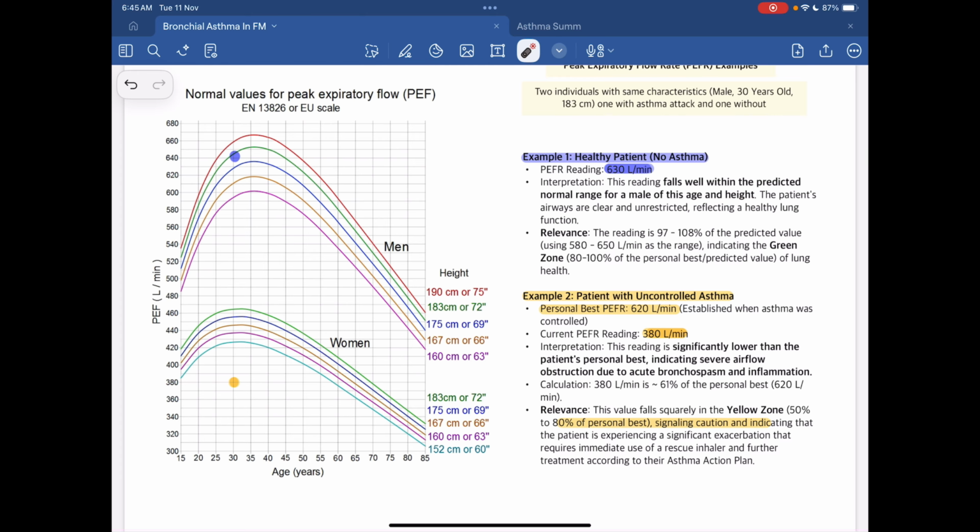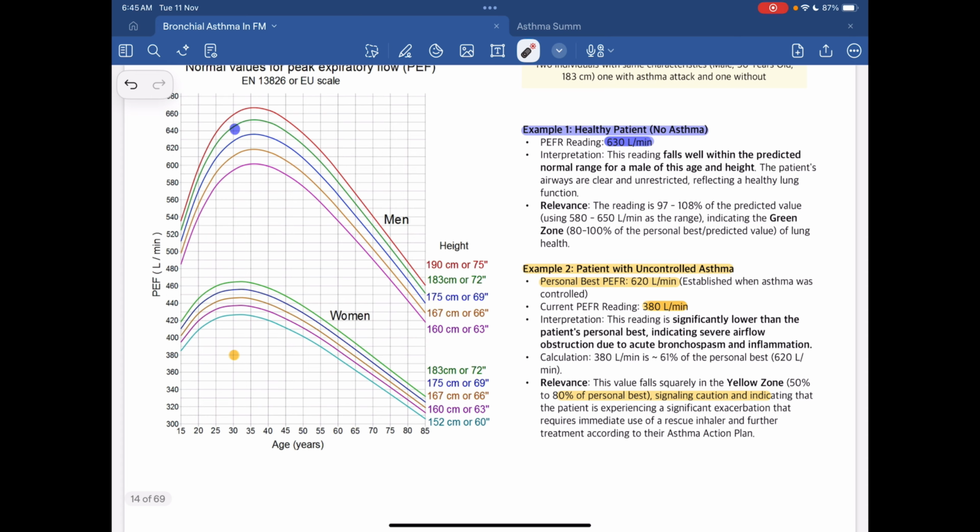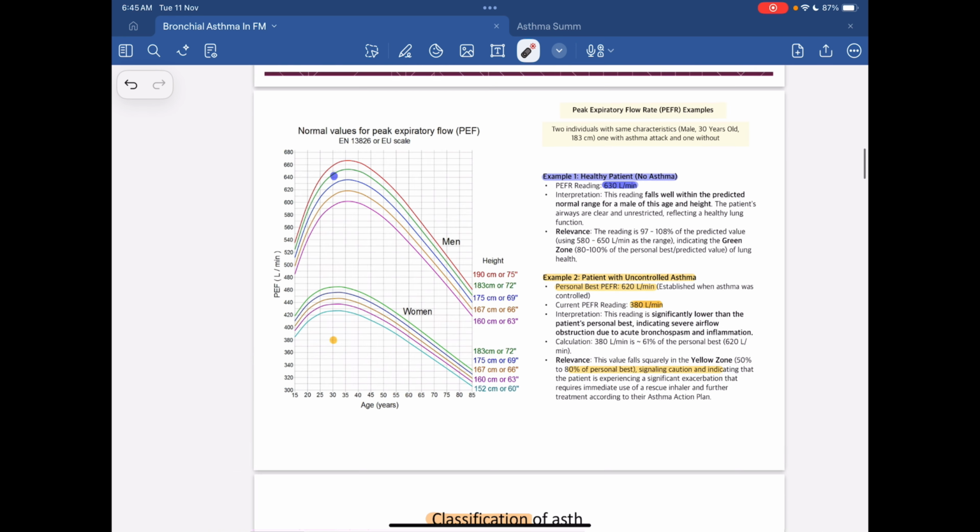Okay, good. What about, for example, in the second case, here a female, her best was 620. Wait, personal best 620. Current reading is 380. So we see 380, okay, it has dropped.